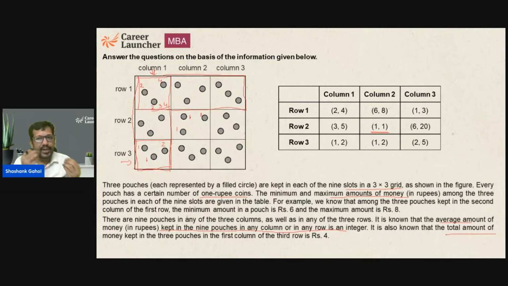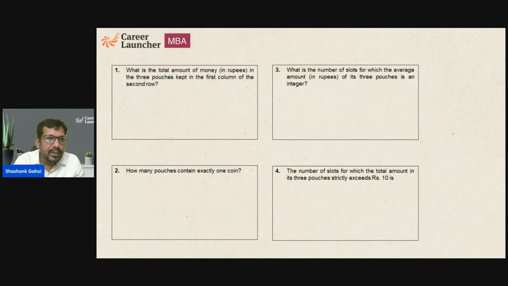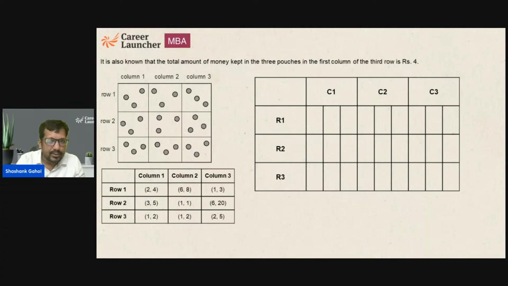The least value is given, and the largest value is given in every box, and I need to calculate some values. What is the total amount of money kept in the first column of the second row? How many pouches contain exactly 1 coin? What is the number of slots for which the average amount of its 3 pouches is an integer? The number of slots in which the total amount of the 3 pouches strictly exceeds 10. So these are the 4 questions that are given, so more likely I would be able to calculate everything.